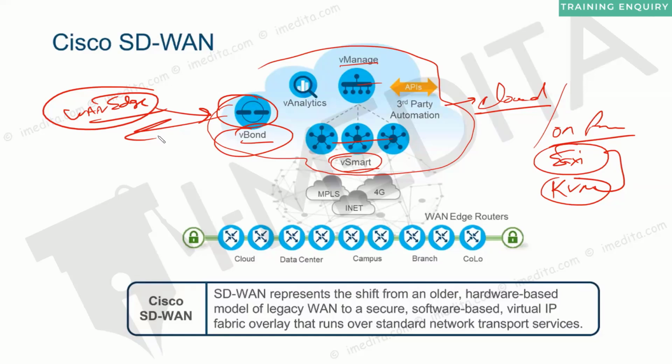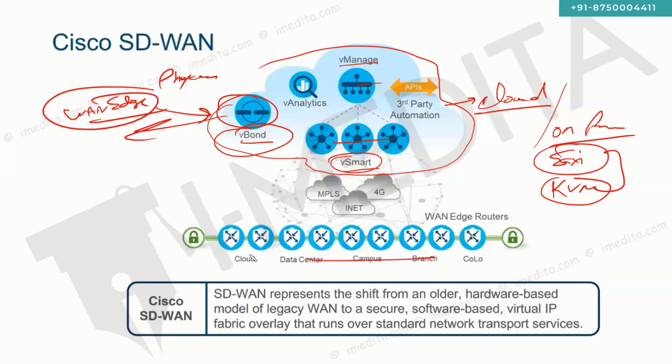And only a vEdge can be a vBond. Remember, only vEdge, not cEdge. So only a vEdge router can act as a vBond. When you have a vEdge router, there is a command that we execute on the router to make it a vBond.